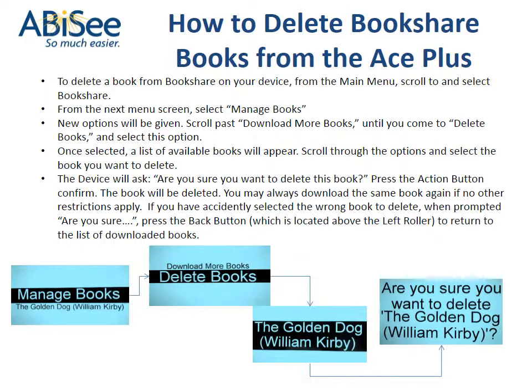The device will ask, "Are you sure you want to delete this book?" Press the Action button to confirm. The book will be deleted. You may always download the same book again, if no other restrictions apply. If you have accidentally selected the wrong book to delete, when prompted "Are you sure?" press the back button, which is located above the left roller, to return to the list of downloaded books.